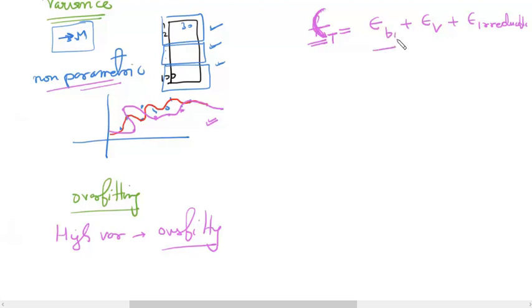One is the error due to bias, the other is the error due to variance, and the third is the irreducible error. Now, a high bias model has a high error due to bias, a high variance model has a high error due to variance, and the irreducible error is something which we cannot get rid of. This is the noise in the data, and this usually always stays in the data. What we can do is try to minimize these two components. So these two components are under our control.